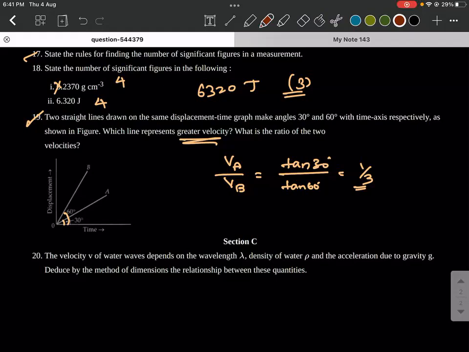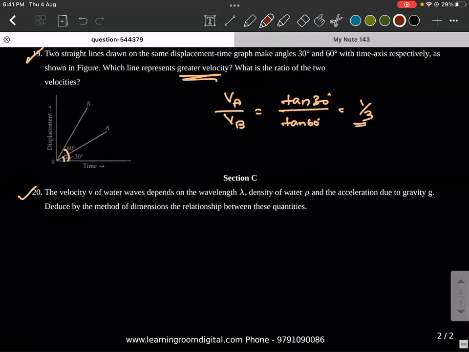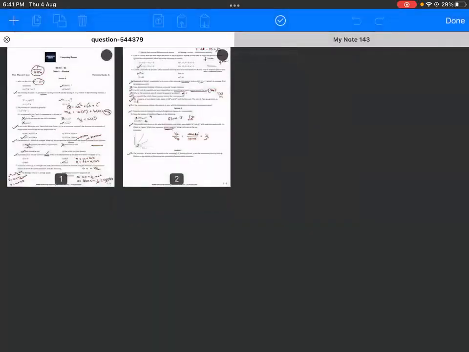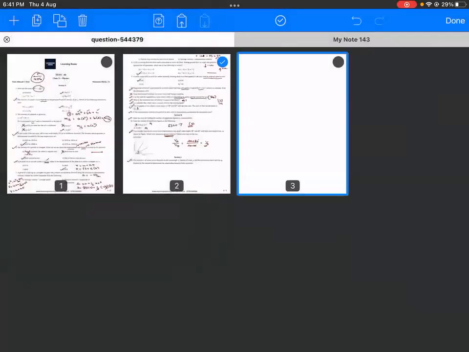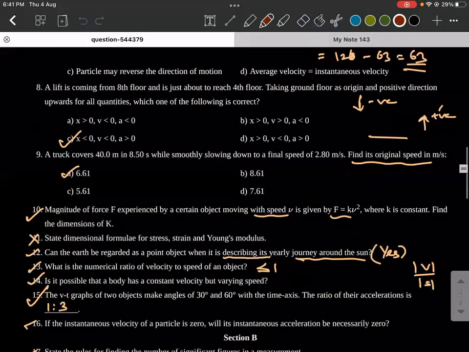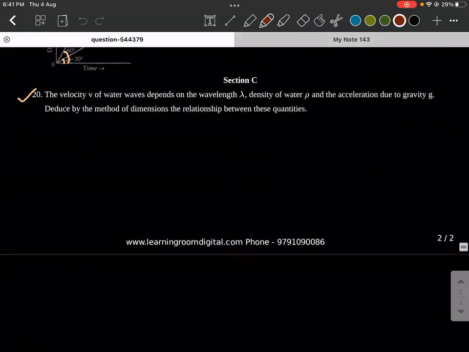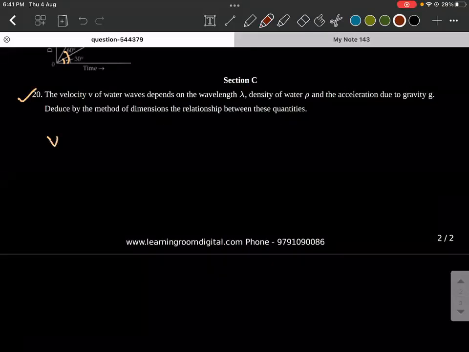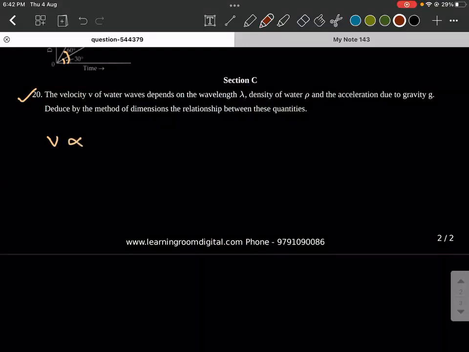Shall we proceed? The last question in this paper is, the velocity of water waves depends on the wavelength lambda. So velocity depends on wavelength lambda. So velocity is proportional to wavelength raised to the power A. Density of water, rho raised to the power B. And acceleration due to gravity raised to the power C.